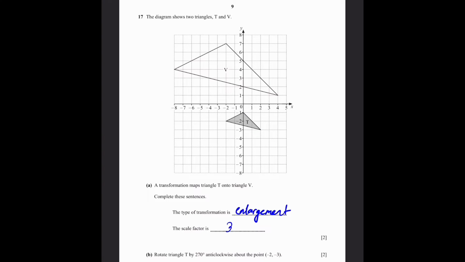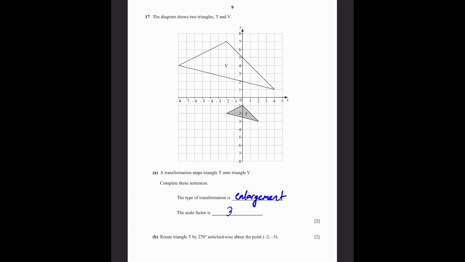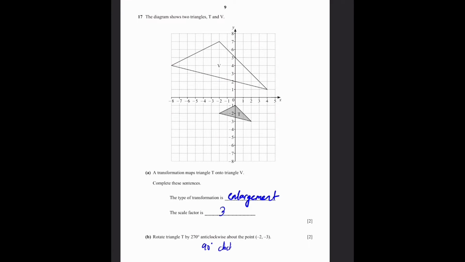Rotate triangle T by 270 degrees clockwise about the point -2, -3. Now 270 degrees anti-clockwise is the same thing as 90 degrees clockwise. And about the point -2, -3 is over here. So we rotate 90 degrees clockwise. We get this point comes here, this point comes here, and this point comes here. So now we can connect the dots, just like that. And we get the part B answer.